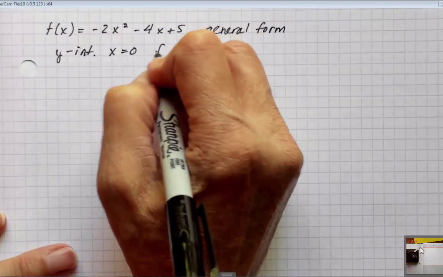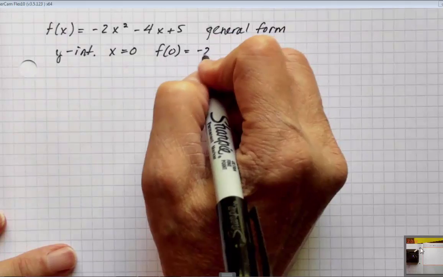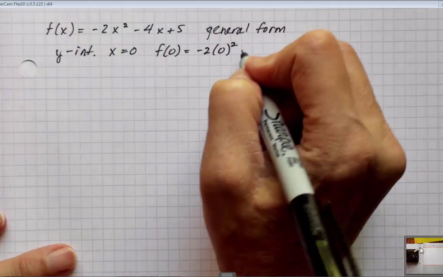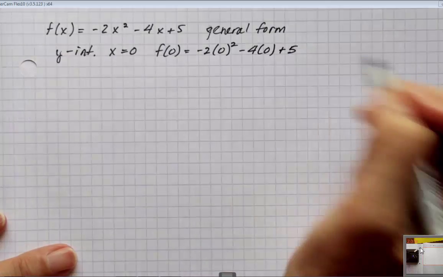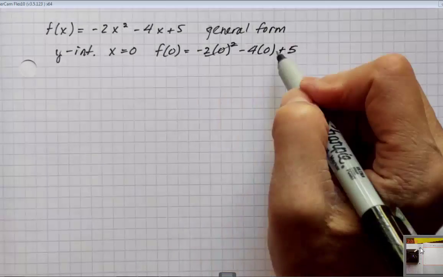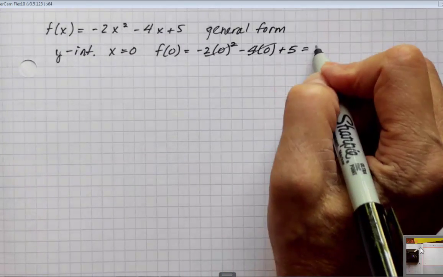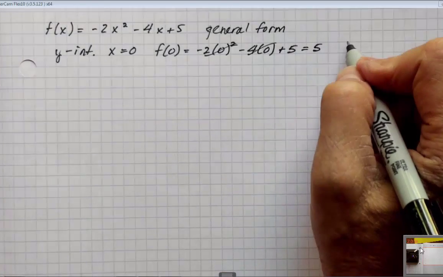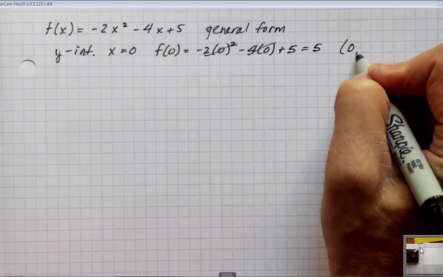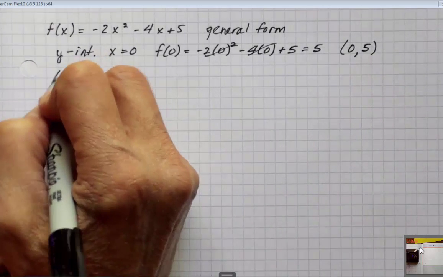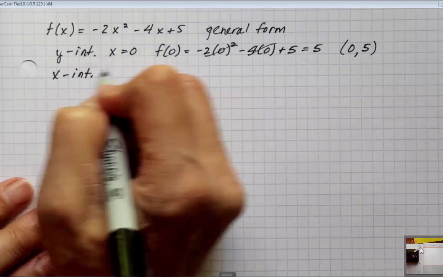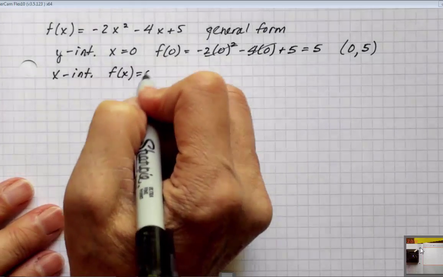So f of 0 is going to give us negative 2 times the quantity 0 squared minus 4 times 0 plus 5. First two terms cancel out and we end up with 5. So my coordinates for my y-intercept are going to be 0, 5. Then the x-intercept is found by setting f of x equal to 0.